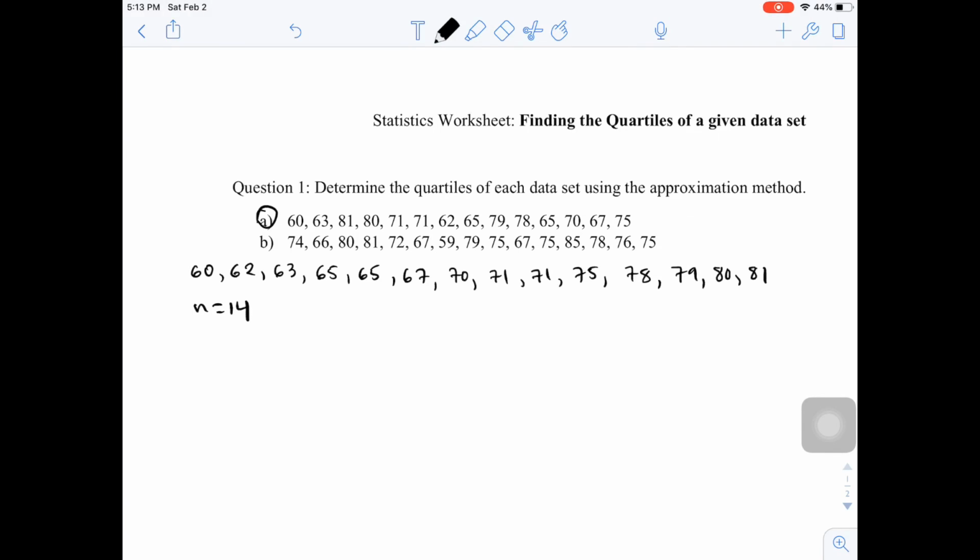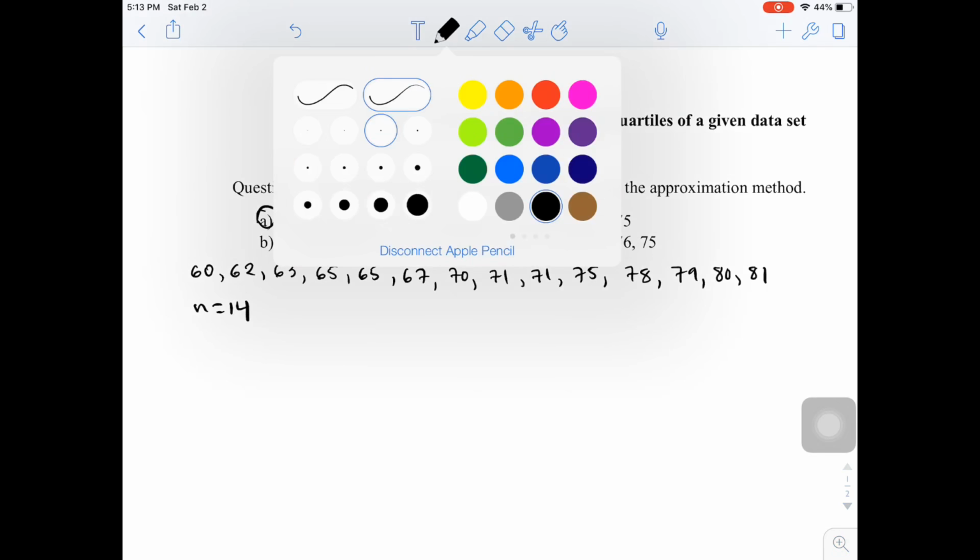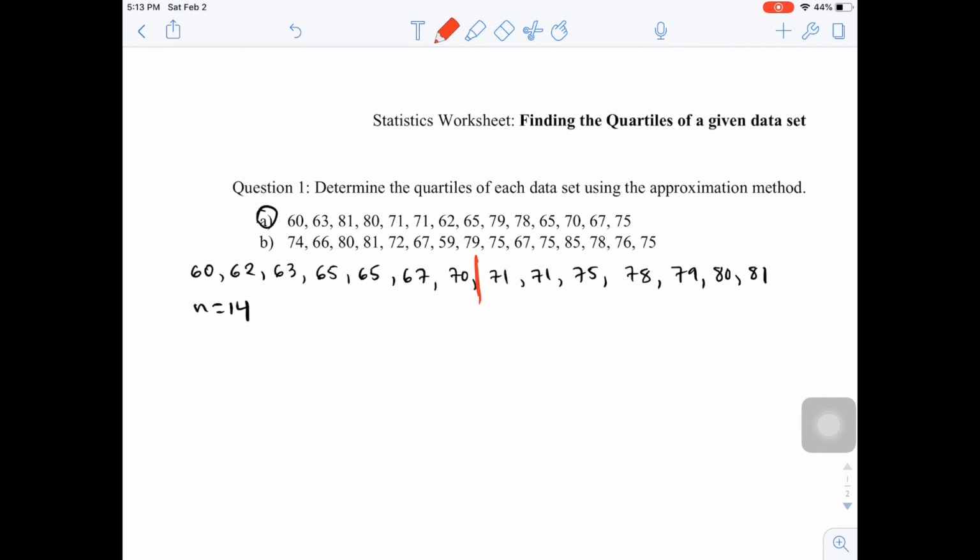Okay, so with 14 values, we know that if we have to break them into two parts, it's going to be parts of 7 and 7. So by breaking that, we can break it right here. We see that on the left we have 3, 4, 5, 6, 7, and on the right 1, 2, 3, 4, 5, 6, 7. So we have 7 on the left, 7 on the right, but in the very middle we do not have an actual value.